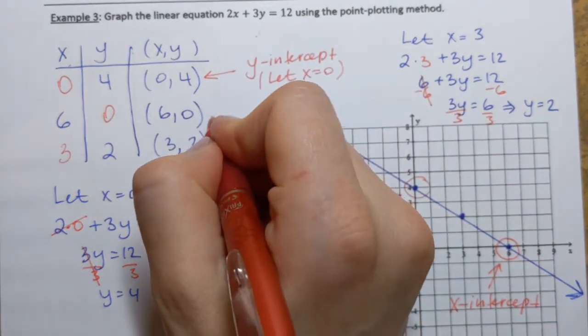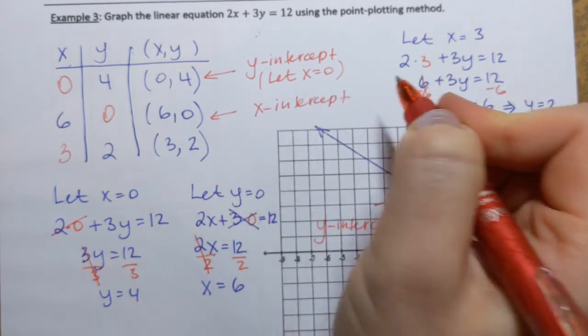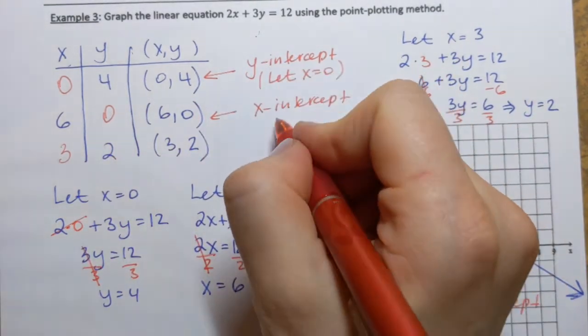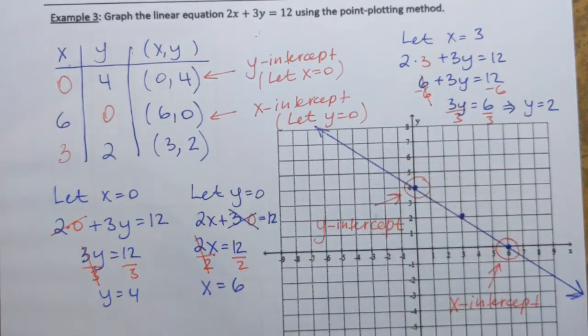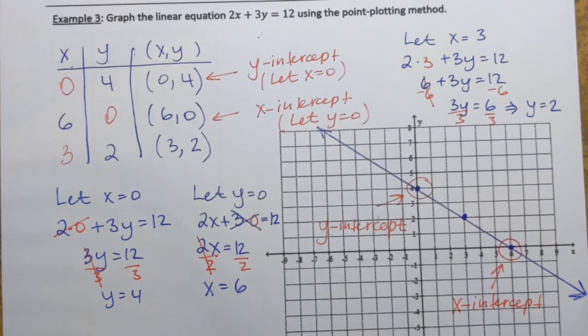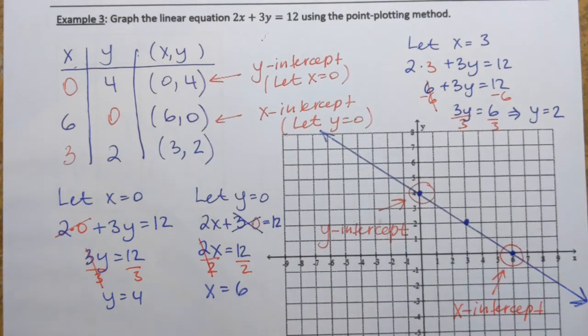And the second one was the x-intercept. And we found it by letting y be equal 0. So in other words, when you let either x or y be equal 0, you find one of the intercepts. So that's another method. It's kind of like a special case of the point plotting method. Sometimes you may be asked to graph an equation by finding its intercepts. And that's what you'll have to do.